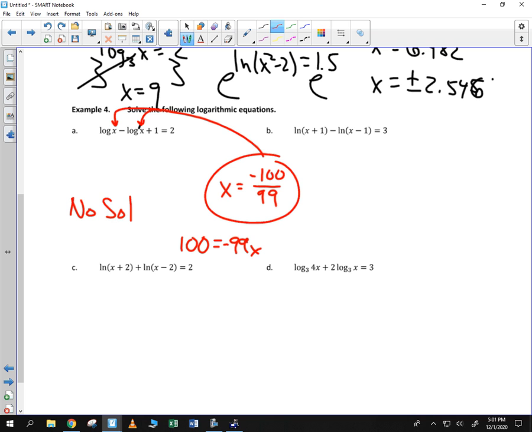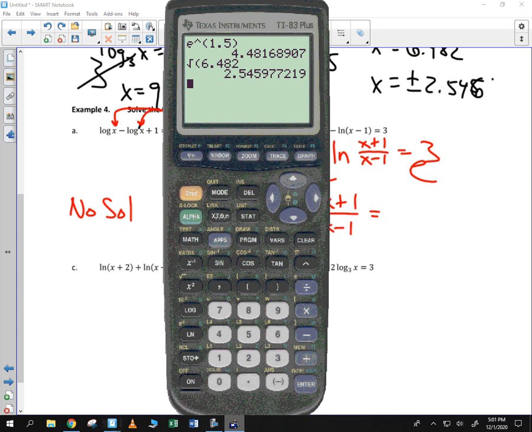Let's look at the next one. Again, we will have natural log of x plus 1 over x minus 1 is equal to 3. We will create a base of e in order to get rid of the natural log. I have x plus 1 over x minus 1 is equal to e cubed. What is e cubed? Second natural log, e to the third, and I get 20.086.